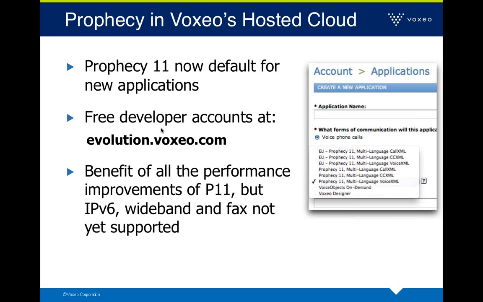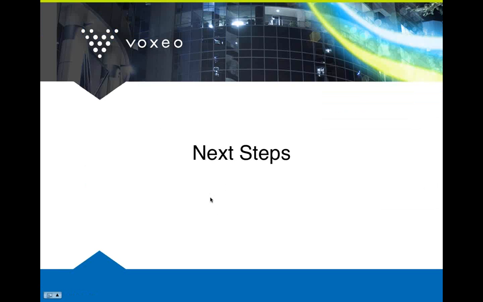And so you get all the benefits of all the performance improvements we've done, which have been huge in Prophecy 11, among other things. We don't currently support IPv6, wideband or fax in the hosted cloud. We're looking at how we do that over time, but you get all the performance improvements and everything else, and it is the default now. So you will see that. And when you go in and create new apps, Prophecy 11 is there. It's live in hosting. We're using it, and it's quite powerful in what we do.